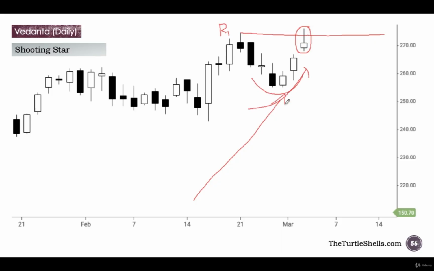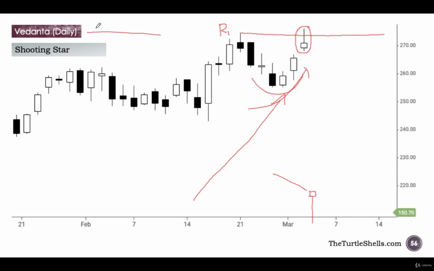Remember I mentioned the difference between a hammer and a shooting star: even if a hammer comes after a small downtrend, it is still a hammer, okay? But for a shooting star, we need a long uptrend, at least 4 or 5 candles confirming that it's a nice uptrend.